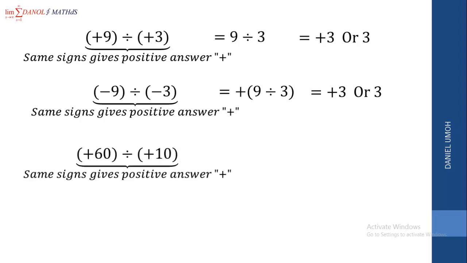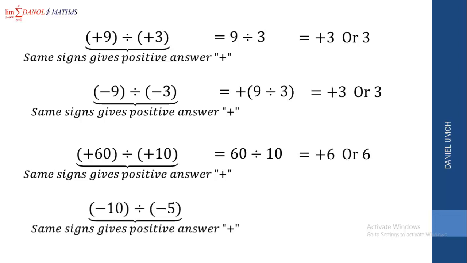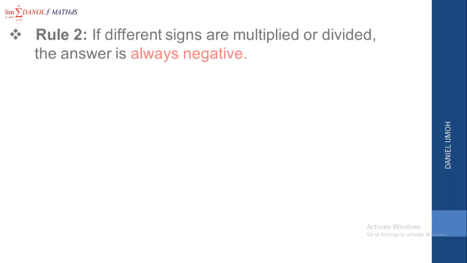Now let's advance into the next rule. Okay, before we look at the next rule, let's just look at this again. Plus 60 divided by plus 10 is still the same signs, and of course the result will be the same. So 60 divided by 10 still gives us 6. The same one, minus 10 divided by minus 5, the same sign gives us a positive answer. I hope you understand what we are doing. Remember, whenever we have the same signs, the answer is always a positive number. So this is now 10 divided by 5, and that gives us 2 or plus 2.